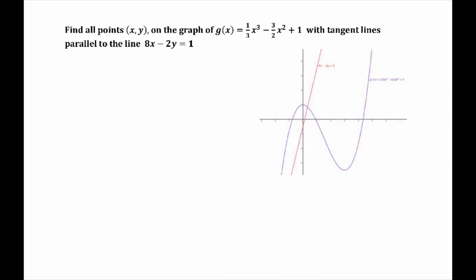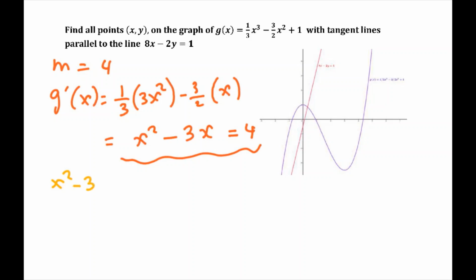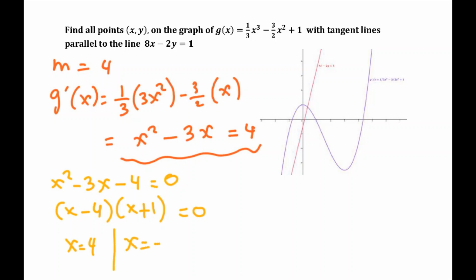So let's do that. g prime, so m equals 4. Now g prime of x equals x squared minus 3x, and this is going to be equal to 4, which is the slope. By solving this quadratic equation, x squared minus 3x minus 4 equals 0, (x minus 4)(x plus 1) equals 0, x equals 4 or x equals negative 1.